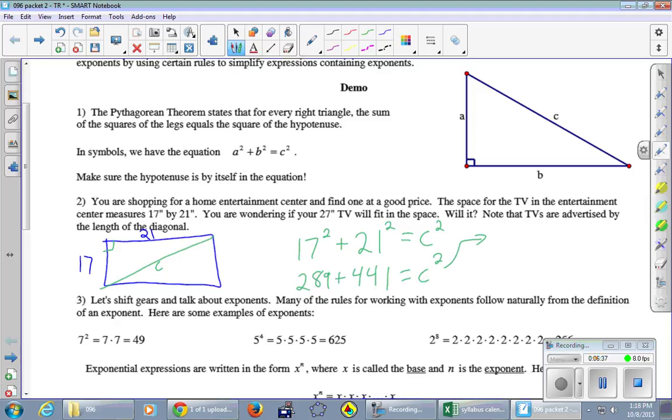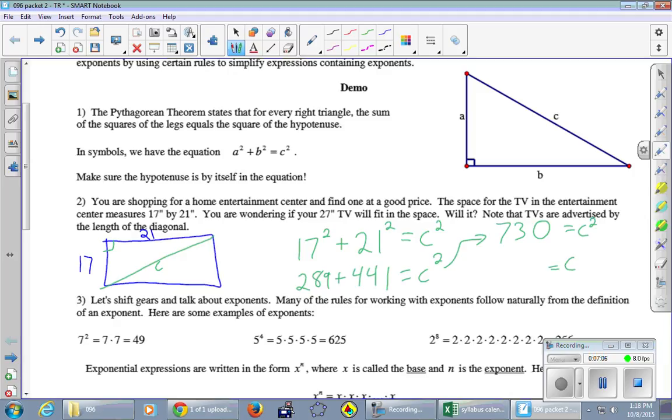We'll add these guys up. Is that 730? It is. We're going to solve this guy right now for C. Everybody good so far? C squared equals 730. We will talk about this soon enough, but what's the opposite of squaring something? Square rooting. So we are going to square root that 730.